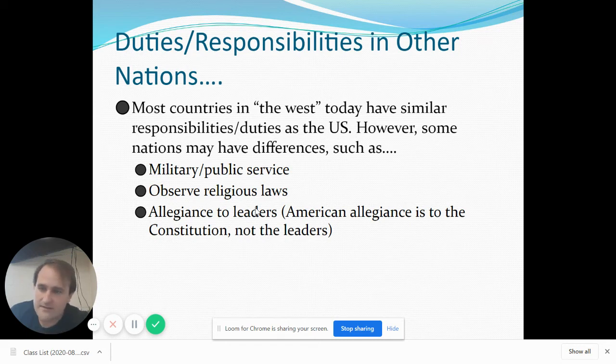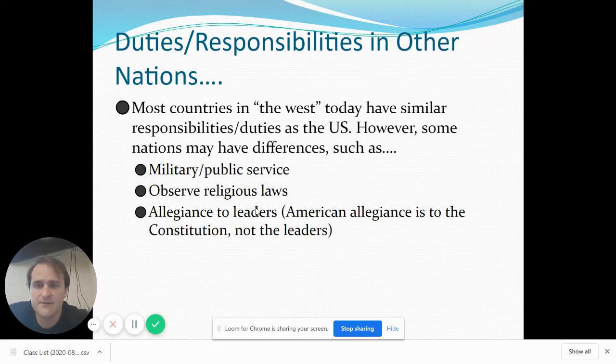The president's oath is not to the flag. The president's oath is to the Constitution. Some nations may require you to observe a religious law. Now, in America, we have no official religion. The Constitution forbids us from establishing an official religion of the United States, actually. So although it may be like a de facto, most people follow a religion, it's not technically law.